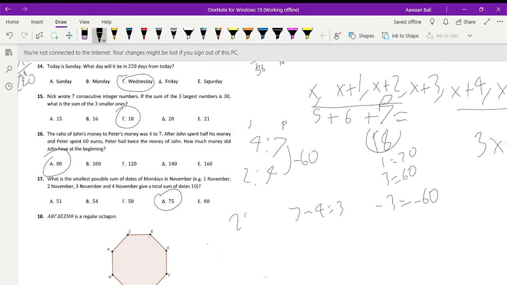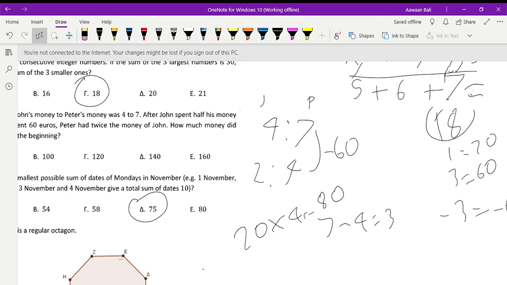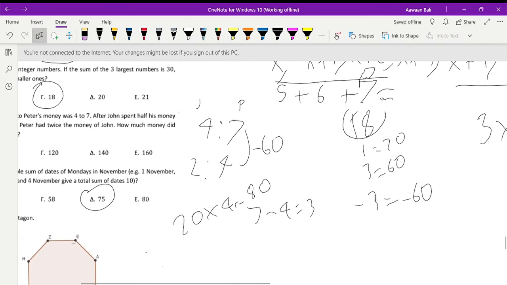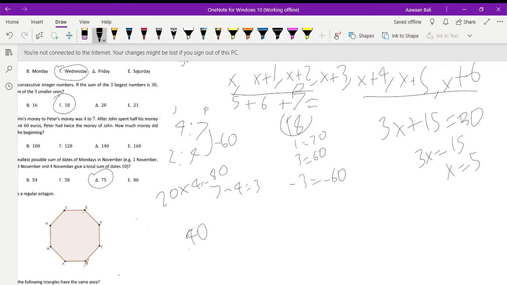So you can just do 20 times 4 and you get alpha, 80 euro. You can check this later. Before, John had 80 euro and Peter had 140 euro. 140 minus 60, like 4 times 20 is 80, and 4 times 20 is 80 also, so that works. And half of the 80 is 40. Now when you have 40 to 80, obviously that's a half, since 40 times 2 is 80, which means it still works, and the answer is alpha.